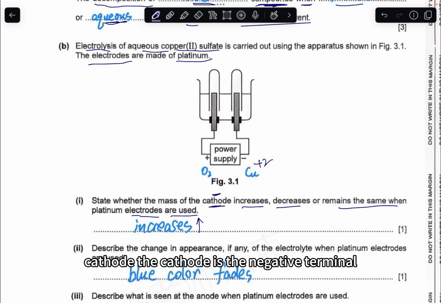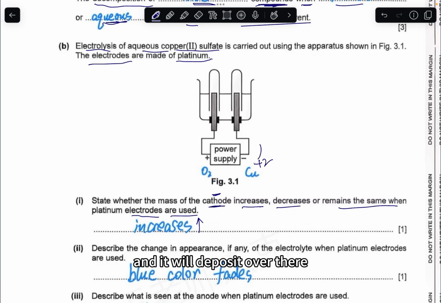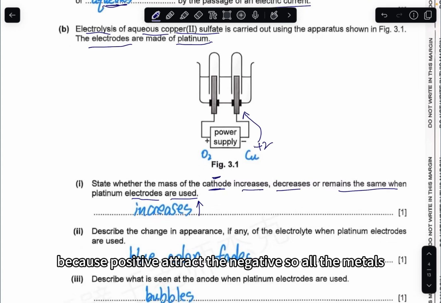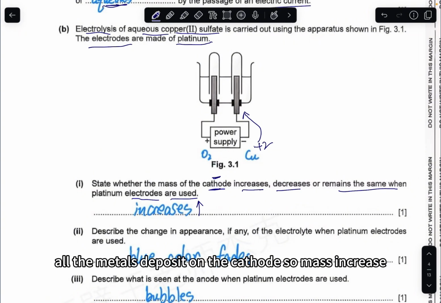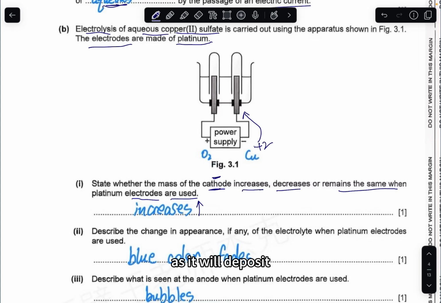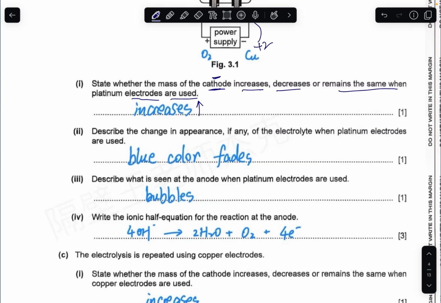So the cathode is the negative terminal, and copper will deposit over there, and it will increase the mass of the electrode, because positive attracts negative. All the metals deposit on the cathode, so the mass increases. As more and more deposits, the mass will increase more and more.